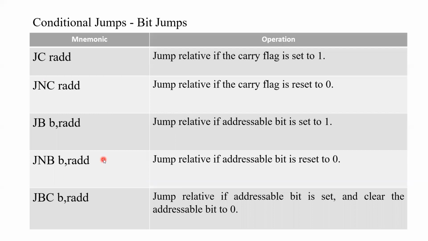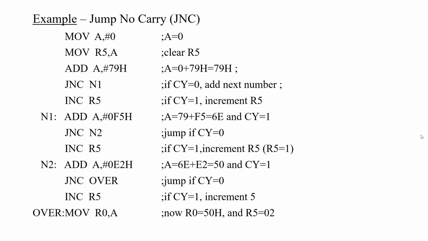Okay, this is about the conditional jumps which are dependent on the bits. As I said here, we look only at the carry flag and any other bit addressable locations. We are not looking at the auxiliary carry, the parity flag, or the overflow flag here. The jump we have is only dependent on the carry flag. We have instructions which look only for the carry flag. We'll see this example.